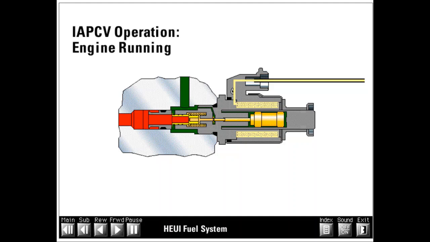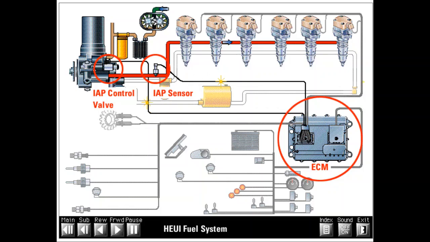The ECM determines the desired pressure based on several inputs and sends a predetermined current to the IAP control valve. The ECM also compares the desired actuation pressure to the actual actuation pressure in the oil passage. It then makes adjustments to IAP control valve current to make actual pressure match desired pressure. Once the engine starts, the ECM regulates the current to the IAP control valve to maintain the desired actuation pressure.